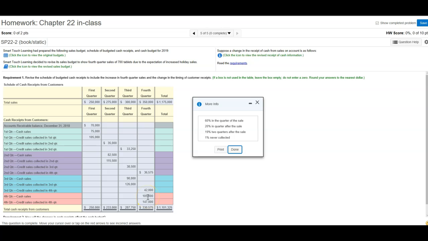And 70%, so we go back to 350 times 70% for credit sales, and we received 60% of those in that quarter. So rather complicated dealing with all these multiple budgets and the revisions, but just reason it through and you can get it.